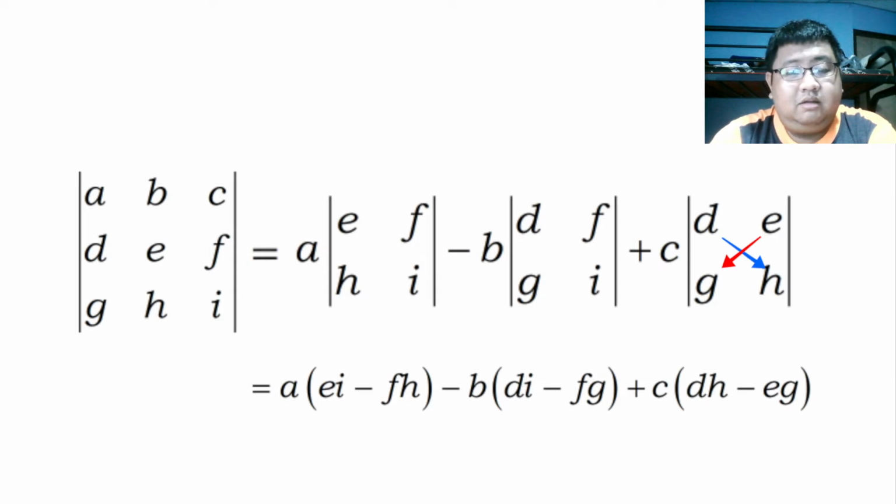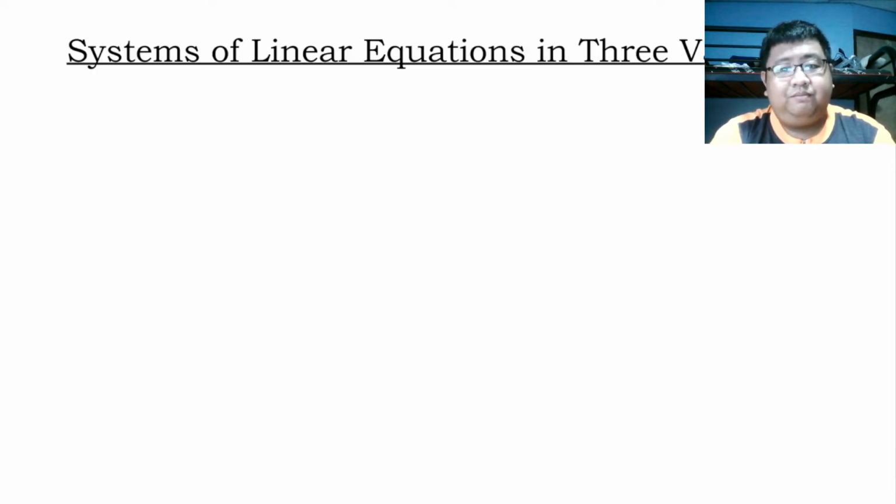And then you multiply by the C outside the parentheses. There you have it. Now, the question is, how do you apply this 3 by 3 determinant in solving systems of linear equations in 3 variables?